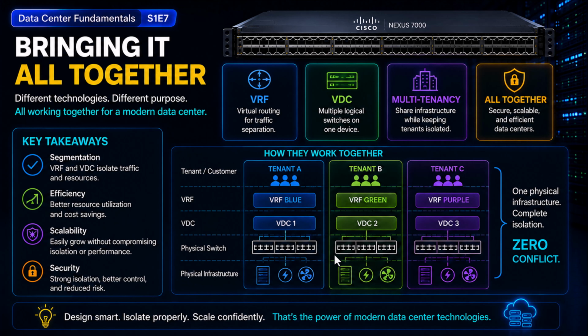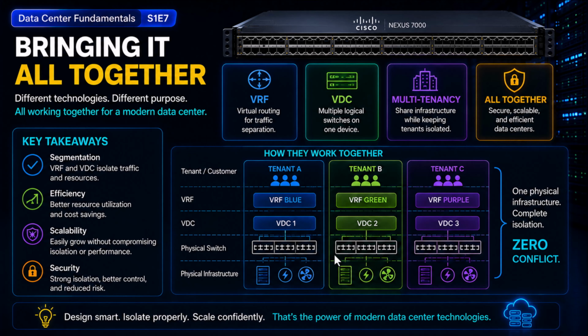Let's bring everything together. VRF creates multiple independent routing tables. It is mainly used to separate traffic and routing domains. VDC divides one physical switch into multiple logical switches. Each VDC can have independent interfaces, configurations, routing protocols, and administrators. Multi-tenancy allows multiple customers or applications to share the same infrastructure while remaining isolated.